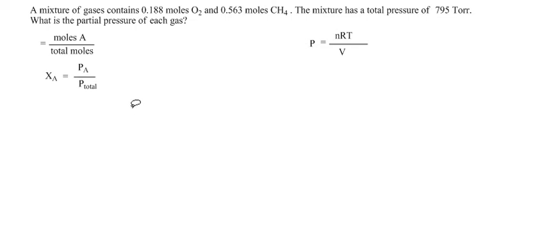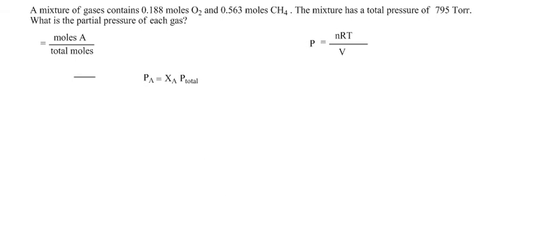We can rearrange this a little bit. If we want to solve for the pressure of A, that's going to be equal to the mole fraction of A times the total pressure. And that kind of makes sense when you think about it. The pressure of A is the total pressure times the fraction of the total moles made up by A.